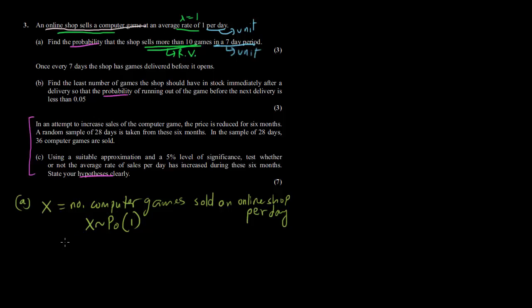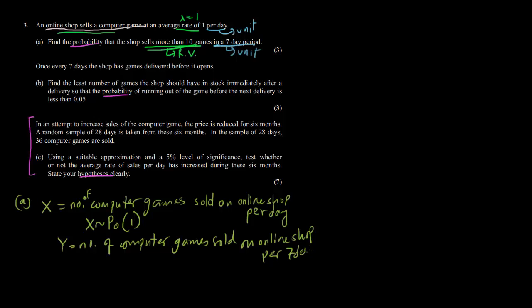So what we have to do is change this all over again. This is the number of computer games sold by the online shop per 7 days. So it is going to be Y Poisson, 1 times 7 is 7. Now we could have done this directly, but I recommend that you do it step by step and change the random variable, because that would give you a clear idea what the original value was.